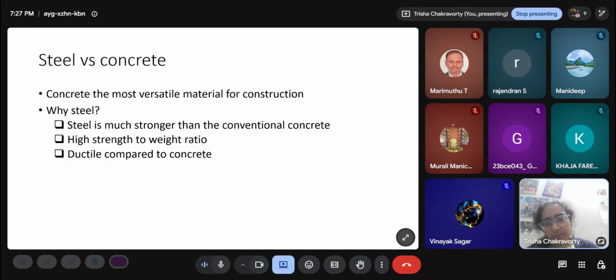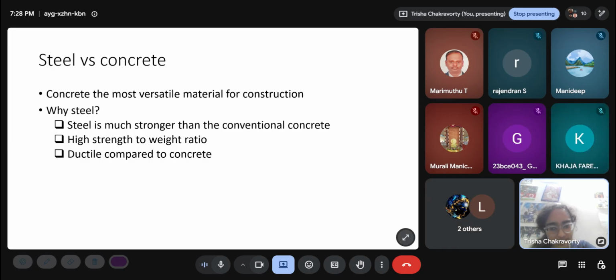Another very important point is steel is ductile compared to concrete. Now, what is ductility? In physical terms, ductility is a property of a material, not of the structure. It doesn't matter what the dimensions of the structure are or the connectivity. Only the material matters here. So ductility means that a material can undergo a large amount of strain before it actually fails.